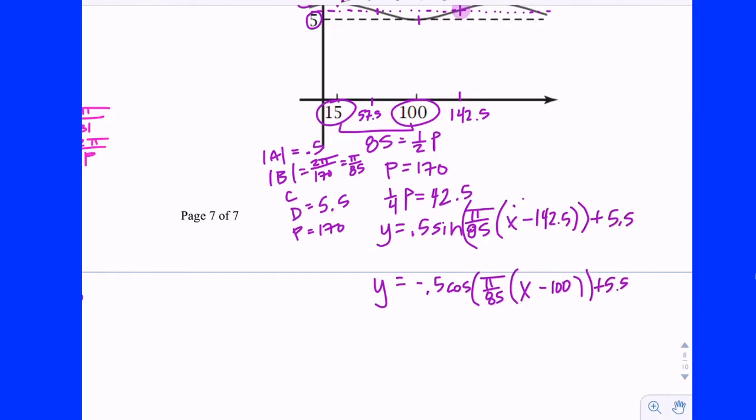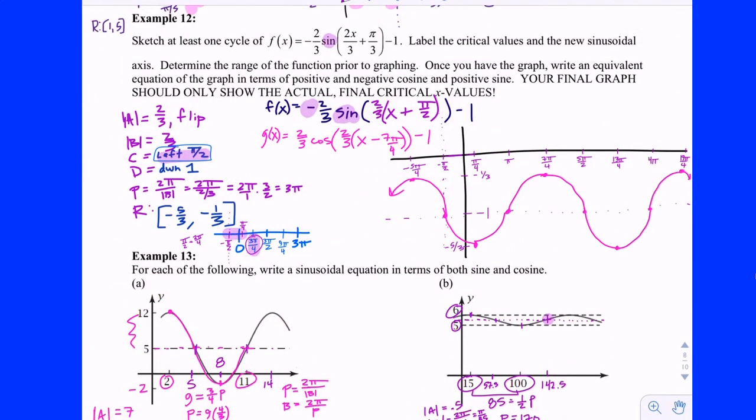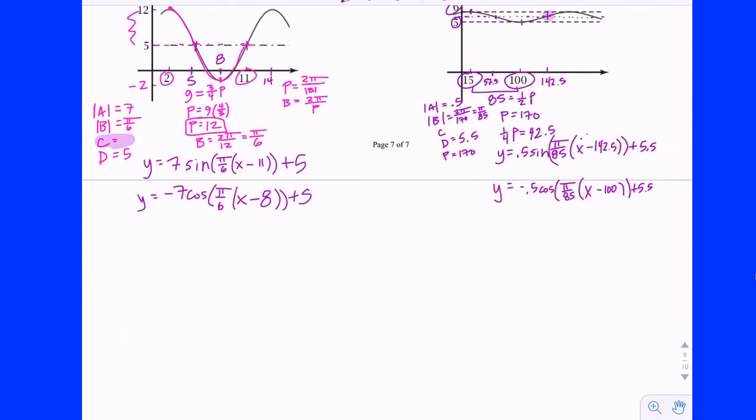That's it. We're done. Worksheet is due tomorrow. We'll quiz tomorrow. We'll have 2 questions. I'll give you one equation, and you'll sketch the graph. And then I'll give you one graph, and you'll write an equation. Okay? Any questions?